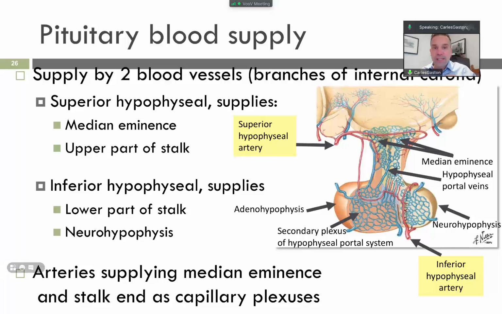The arteries supply the median eminence and the stalk, and there is a capillary plexus. So you can see here in blue the little capillary plexus. The endocrine cells will secrete their hormones into this capillary plexus, which will drain and go into the blood system and target peripheral organs.